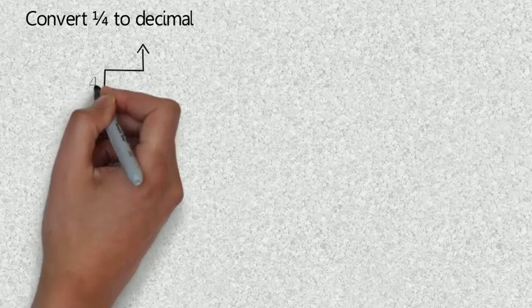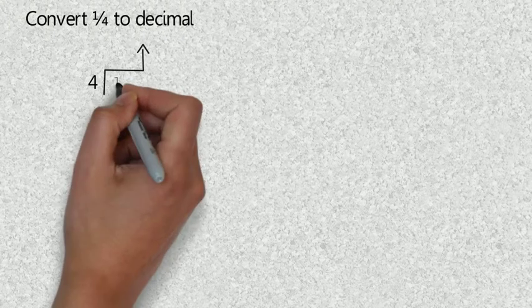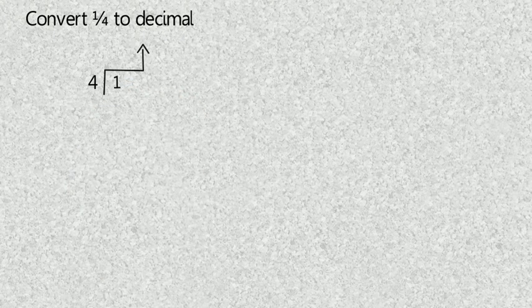Convert 1/4 to decimal. Following the same way I solved that, I have our 1 to be inside. Our numerator will always be inside, while our denominator will always be outside. So 4 in 1 is not possible. So I have it at 0.0.